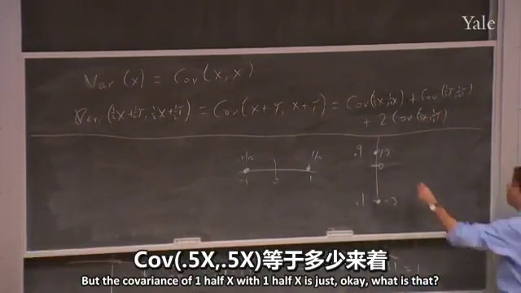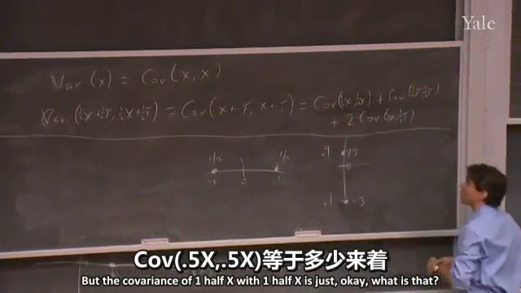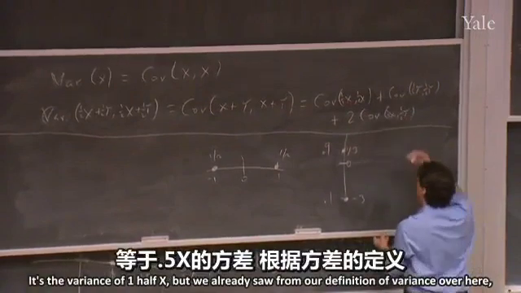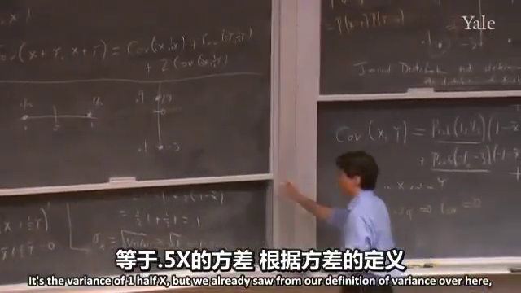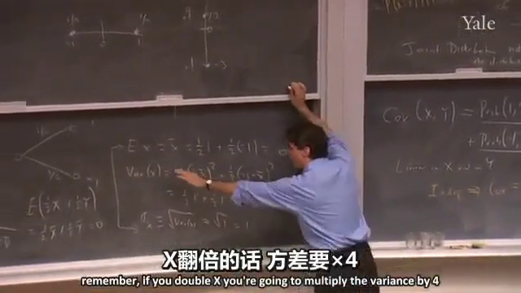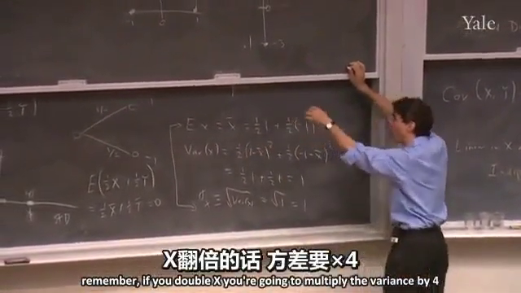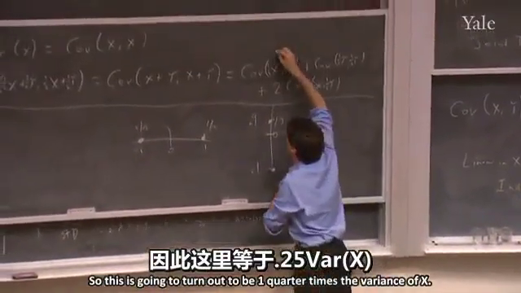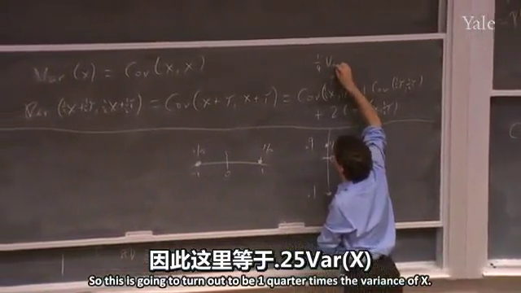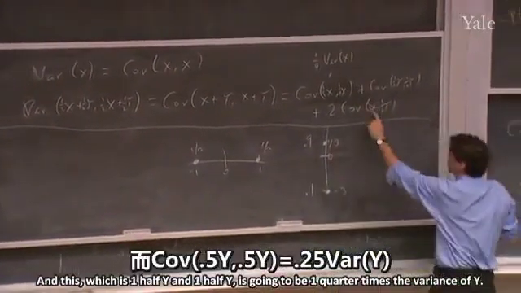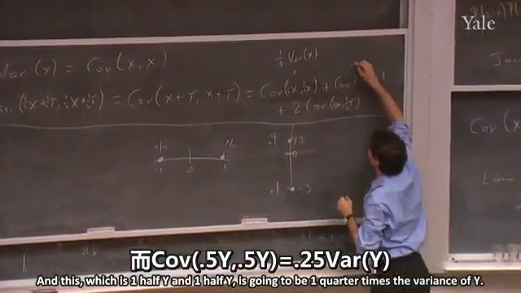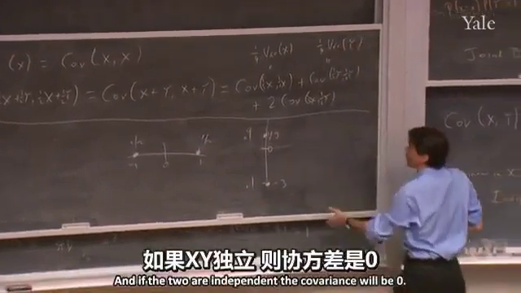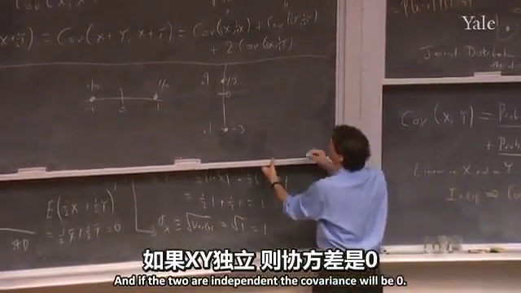Okay, but the covariance of a half x with a half x is just, okay, what is that? It's the variance of a half x. But we already saw from our definition of variance over here, remember, if you double x, you're going to multiply the variance by 4 because you're squaring things. So this is going to turn out to be a quarter times the variance of x. And this, which is a half y and a half y, is going to be a quarter times the variance of y. And if the two are independent, the covariance will be 0.